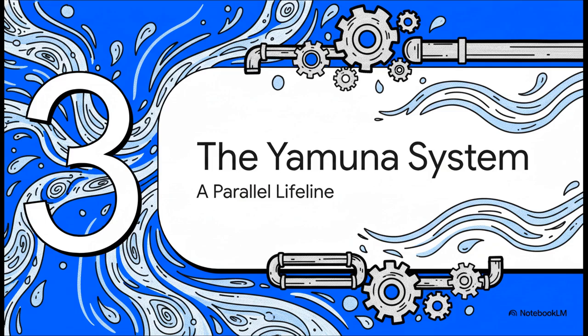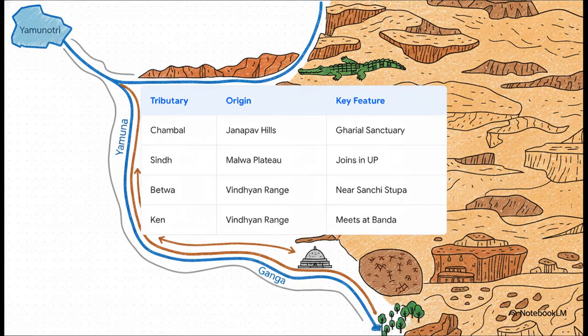Moving on to Section 3, the mighty Yamuna system. Now, what's really fascinating here is where the Yamuna actually gets its water. While it originates up in the Yamunotri Glacier and flows perfectly parallel to the Ganga, it collects massive right-bank tributaries from the arid peninsular plateaus of central India. Rivers like the Chambal, the Sindh, the Betwa, and the Ken. They don't come from snowy peaks. They flow north from the Vindhyan Range and Malwa Plateau.